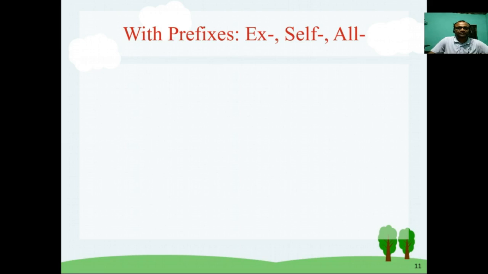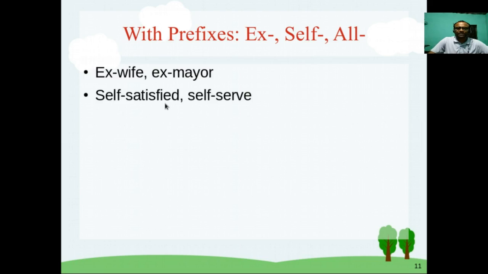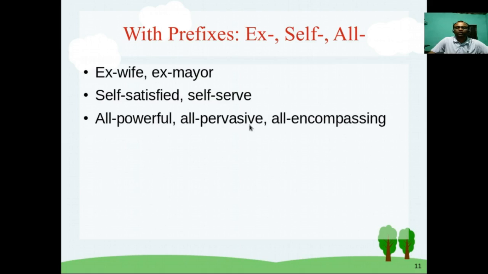And now with prefixes, mostly we will talk about these three prefixes for today: ex, self, and all. So we will just give some examples here. If we use ex as a prefix: ex-wife, ex-mayor. If we go for self: self-satisfied, self-served. And an example with all: all-powerful, all-pervasive, all-encompassing. Not all prefixes are hyphenated, but some of them. We have given three examples.